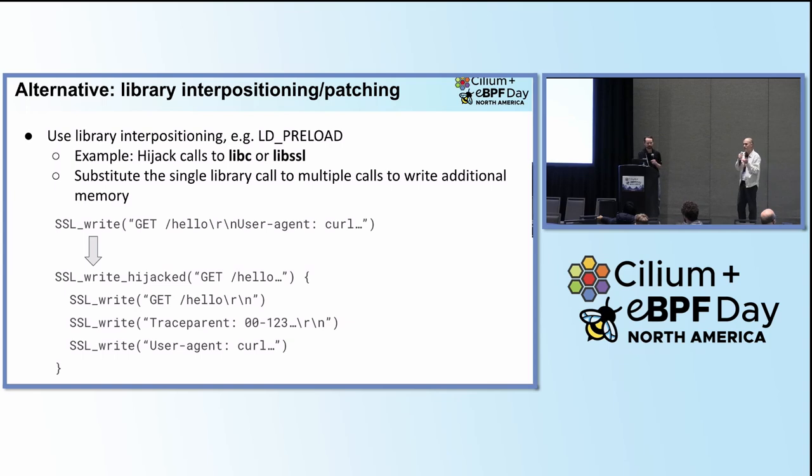Maybe we thought eBPF is cool, so that's why we would implement this. But maybe we use the standard approach people used in the past: library interpositioning on Linux, where you can hijack existing calls if they're in a shared library. You preload your version, and as an example here, we have SSL write or SSL read that you can change to do your own logic rather than anything else.